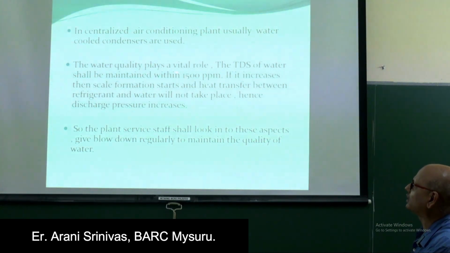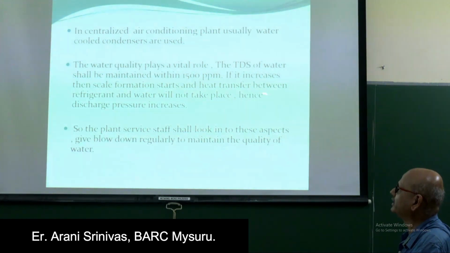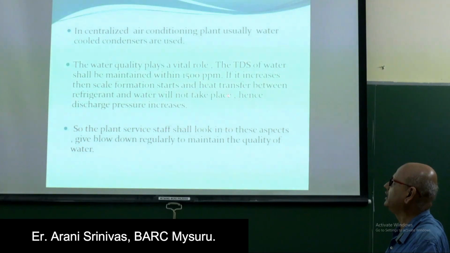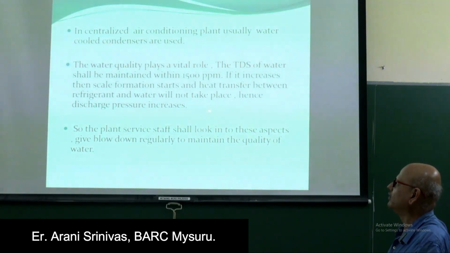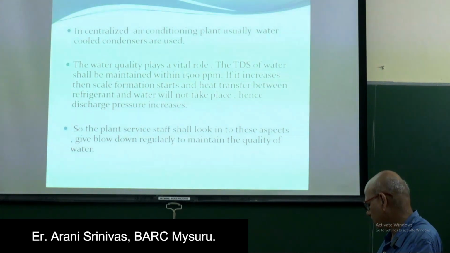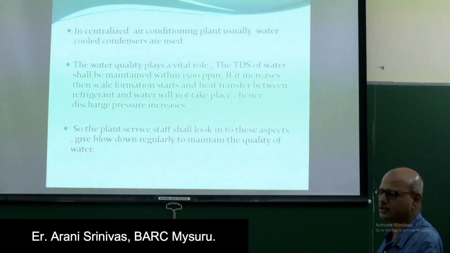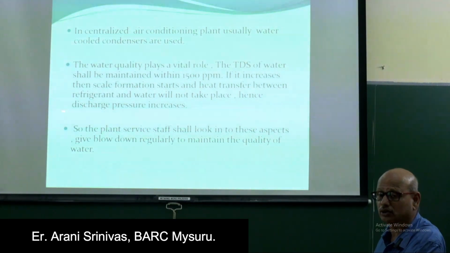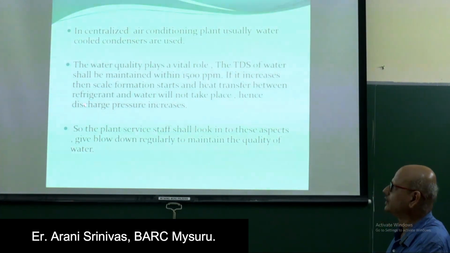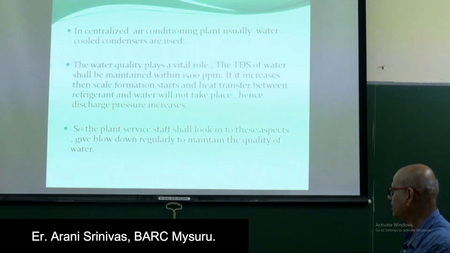The disadvantage is that water quality plays a vital role. The total dissolved solids of water shall be maintained within 1500 ppm. If it increases, then scale formation starts and heat transfer between refrigerant and water will not take place, hence the discharge pressure of the gas increases. So wherever we go for a water cooled condenser, we should have a very good quality of water. The total dissolved solids has to be maintained below 1500 ppm. So the plant service staff shall look into these aspects and give blowdown regularly to maintain the quality of water.